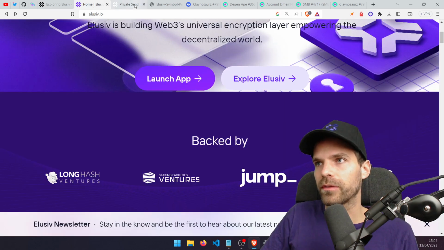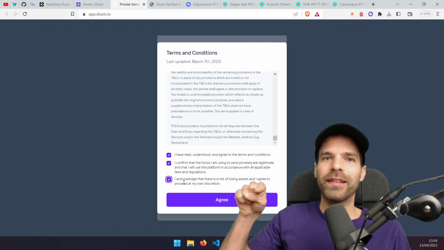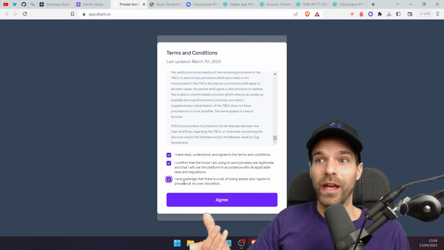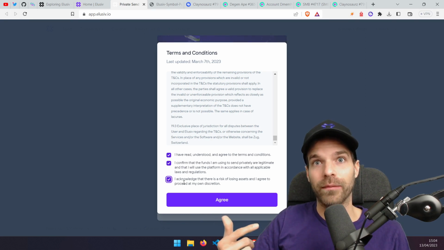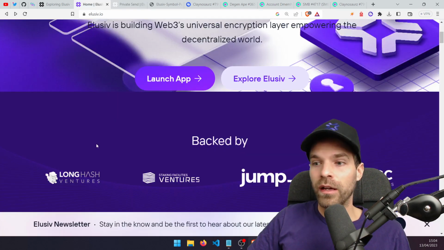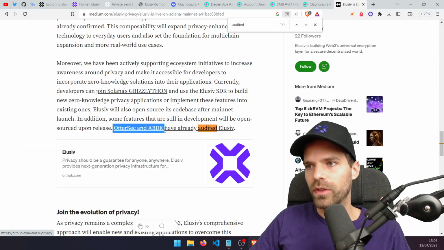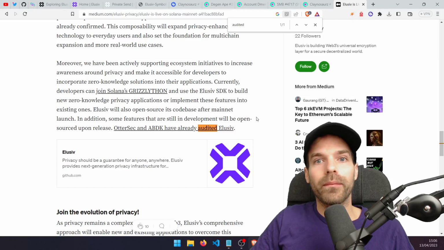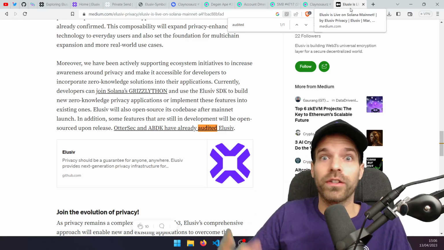Back to the terms. I acknowledge that there's the risk of losing assets and I agree to proceed at my own discretion. Now, this basically says there might be bugs in our system, so exploits could happen. You might lose your private balance. And we don't want to be responsible for that, which I am okay with. Elusiv has been audited by OtterSec. Where did I find that? OtterSec and ABDK have audited them. That's great and all, but it also doesn't mean that it's 100% safe, even if two professional auditors audited them.